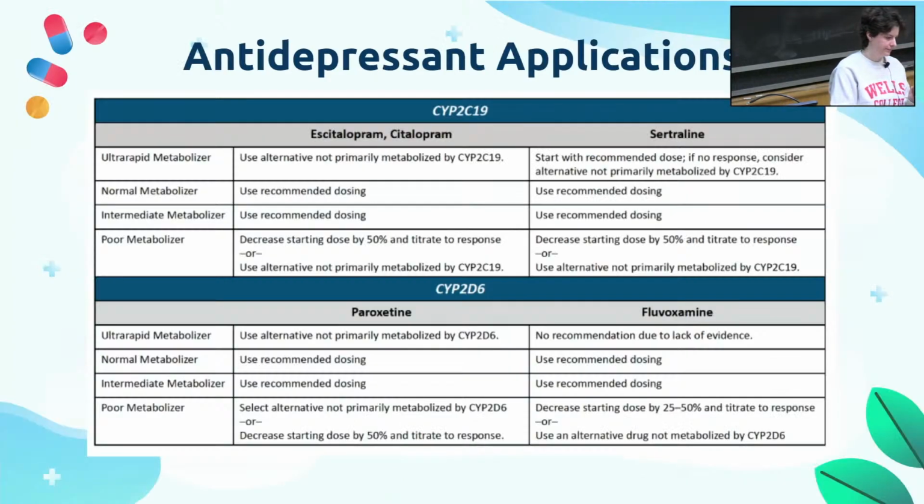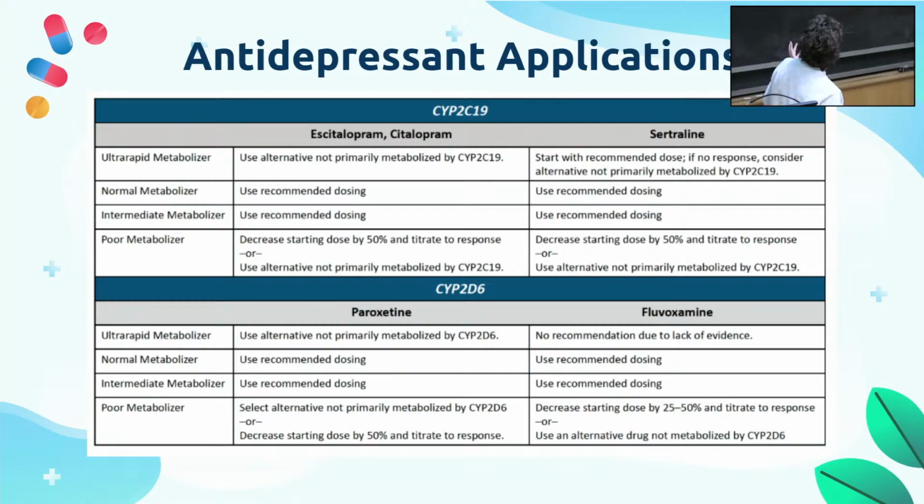Okay, so as I mentioned, it's very different for each CYP enzyme, each metabolizer, each drug. So this is just an example of how you would adjust your dose or adjust your clinical decision making based on what your pharmacogenomic report says.